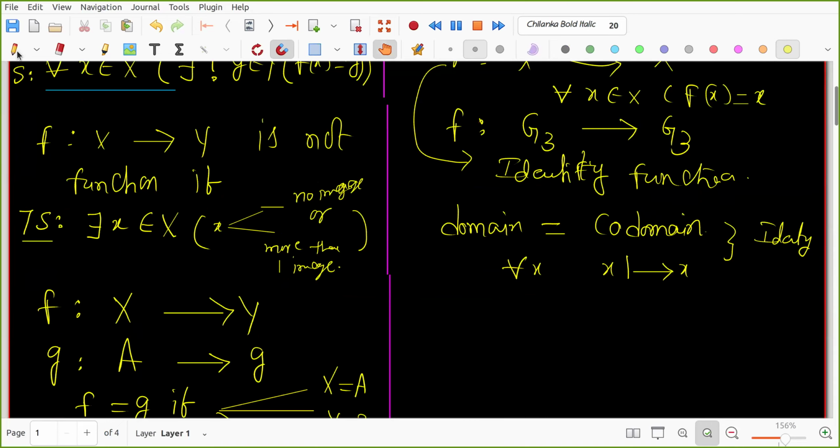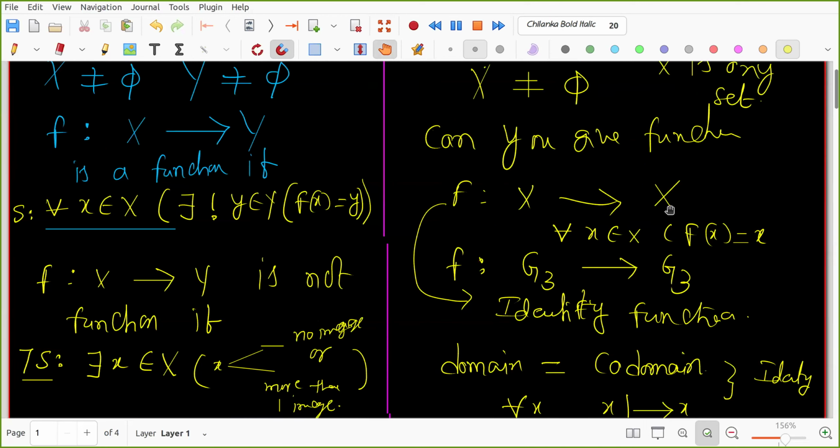Now I am asking some of you. So you see here, we do not know what X is also. Even then we can define a map from X to X. Is it okay? All of you, can you tick yes? Is this clear? Identity function is clear to you?